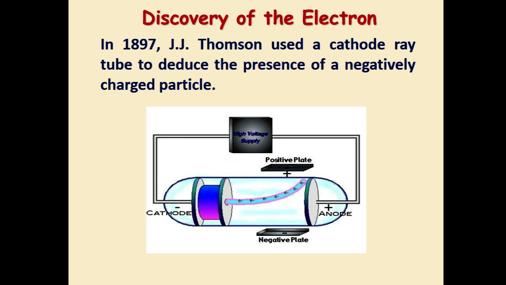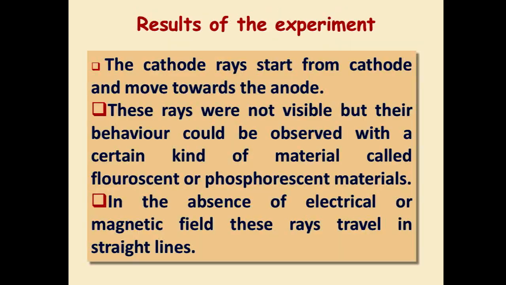When sufficiently high voltage is applied across the electrodes, current starts flowing through a stream of particles moving in the tube from the negative electrode to the positive electrode. These were called cathode rays or cathode ray particles because these particles start from the cathode. Results of this cathode ray tube experiment: the cathode rays start from the cathode and move towards the anode.